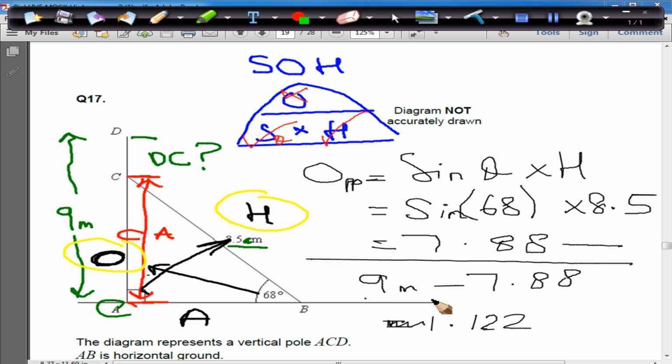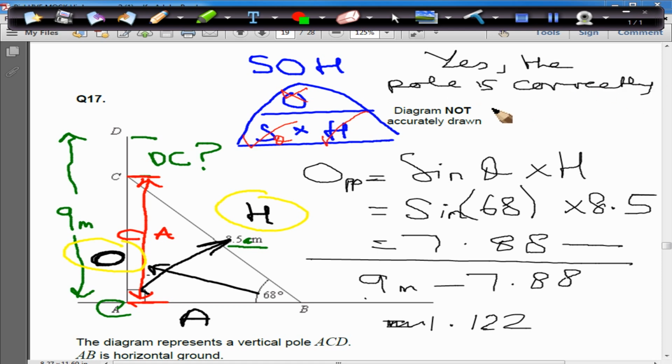So that was the answer for the first part. This is my second calculation. The question says it must be at least 1 meter. So DC must be at least 1 meter. Is this at least 1 meter? So is it safe? So we just have to say here, for the pole, the answer is going to be yes. The pole is correctly installed. Done.